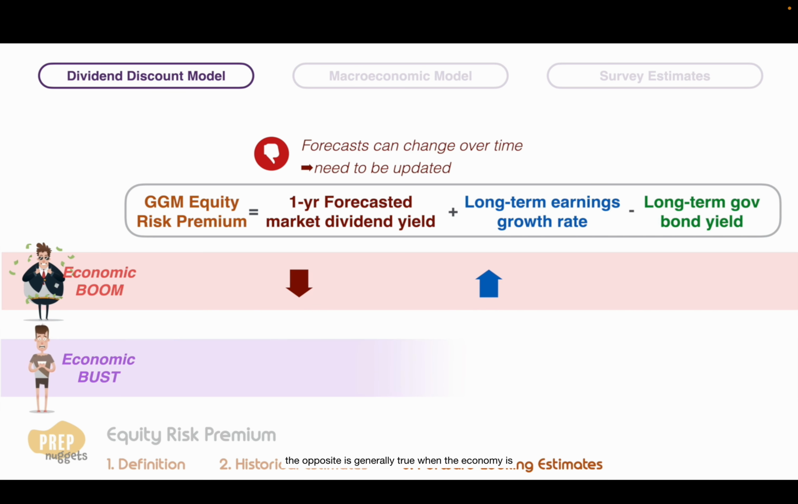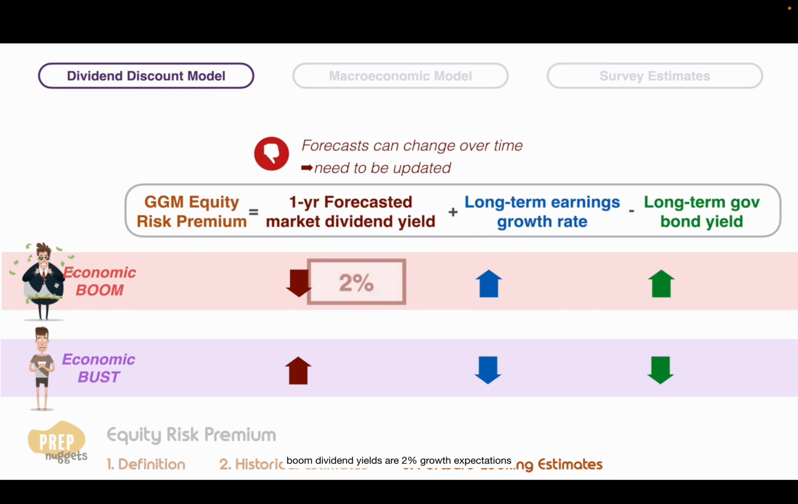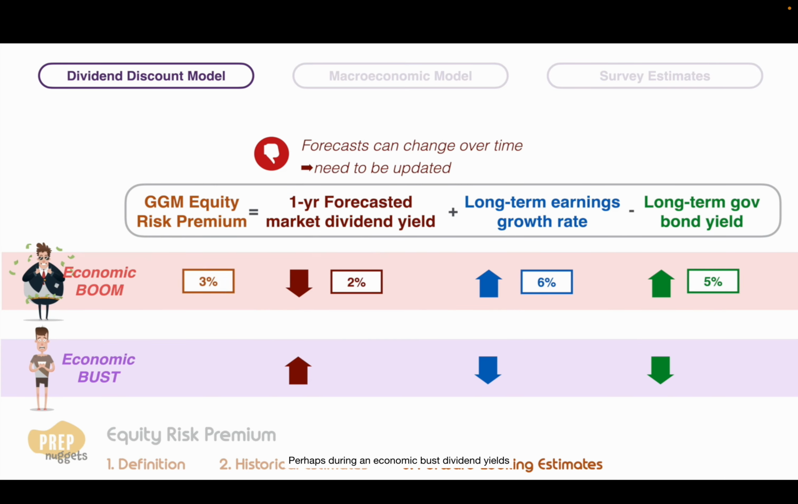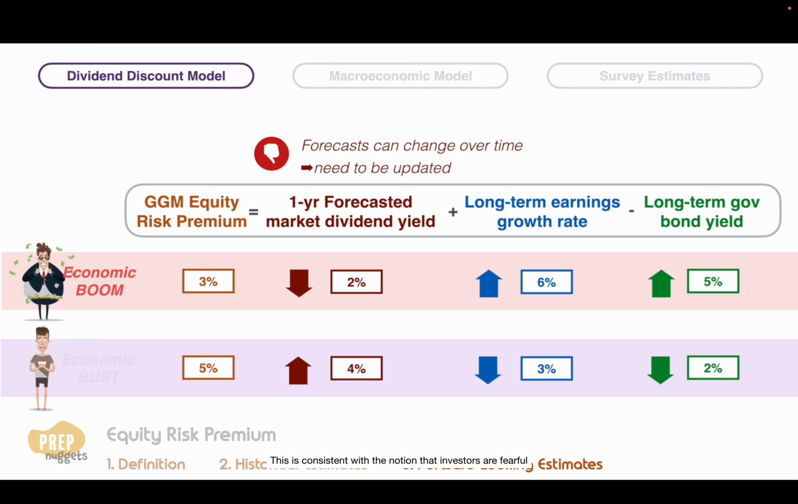Also, government bond yields tend to be higher during an economic boom. So, for example, suppose that during an economic boom, dividend yields are 2%, growth expectations are 6%, and long-term bond yields are 5%. The forward-looking risk premium would be 3%. Perhaps during an economic bust, dividend yields are 4%, growth expectations are 3%, and long-term bond yields are 2%. The forward-looking risk premium would be 5%. This is consistent with the notion that investors are fearful during bad times, so they demand a higher risk premium.